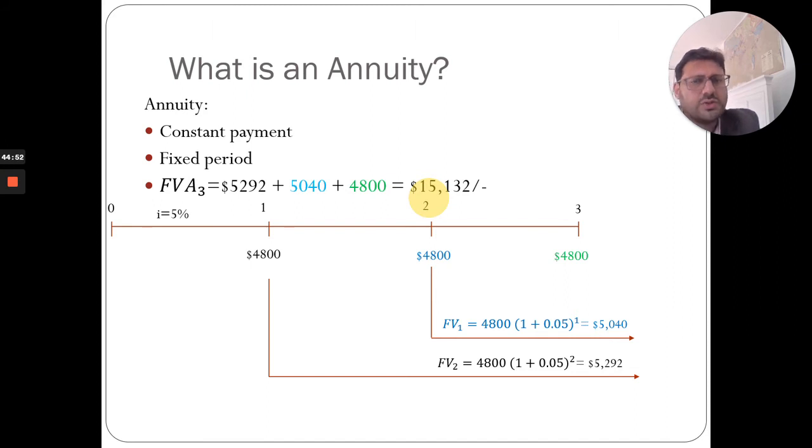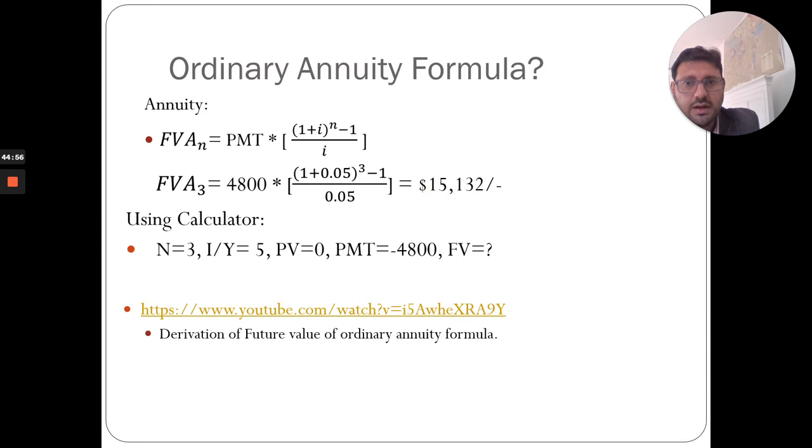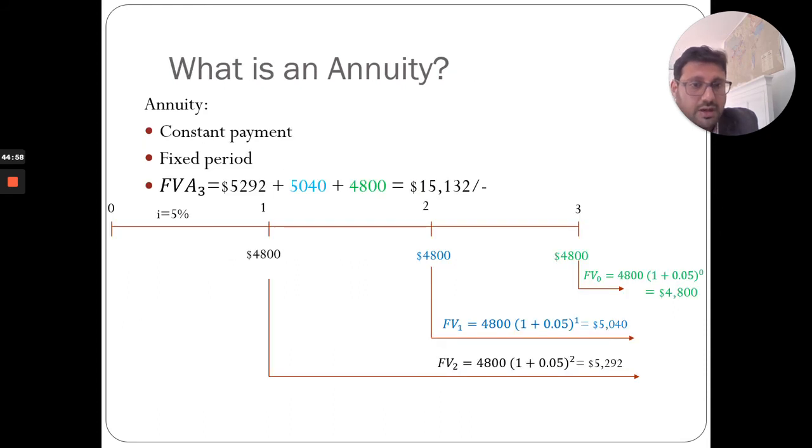So how you do it on the calculator, that is also important. First of all, before going to the calculator, we have a generic formula. What about if you have 30 years, or like insurance companies lock people in for 20 years of time payments? If there are 20 periods involved, will you be doing the calculation for each and every cash flow? Again, it will be very time consuming.